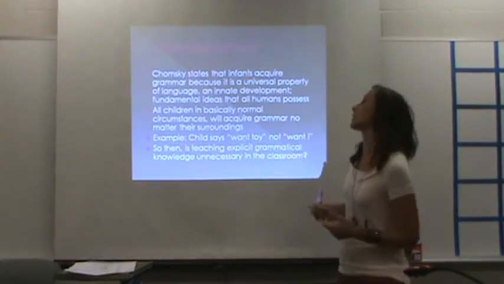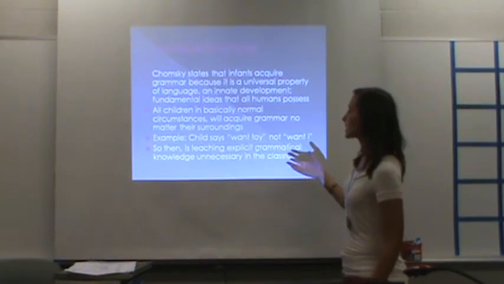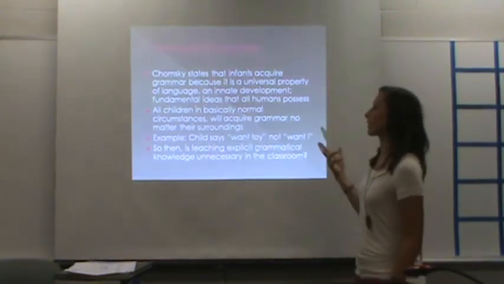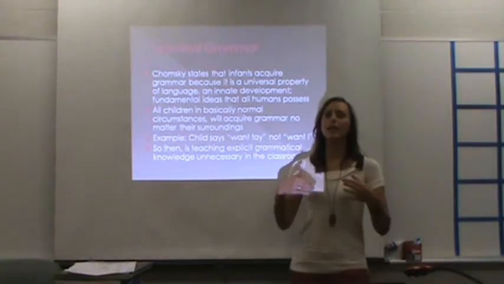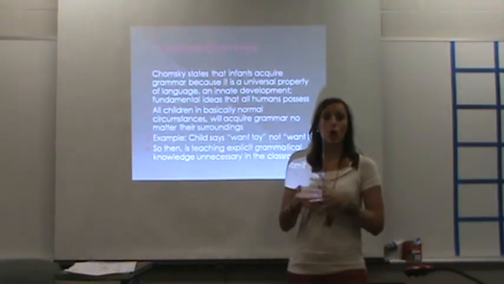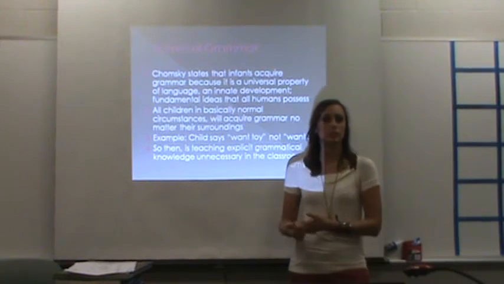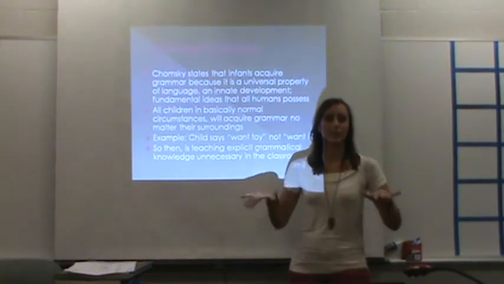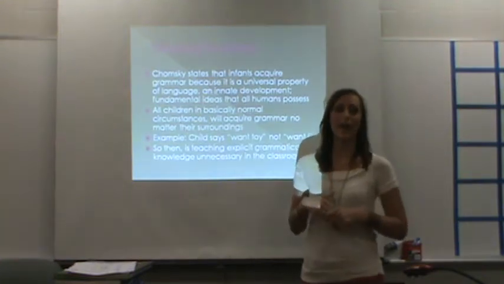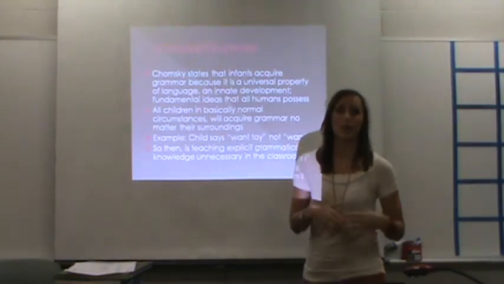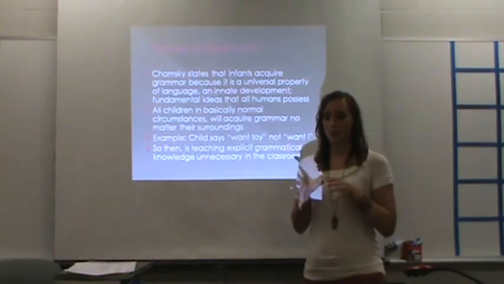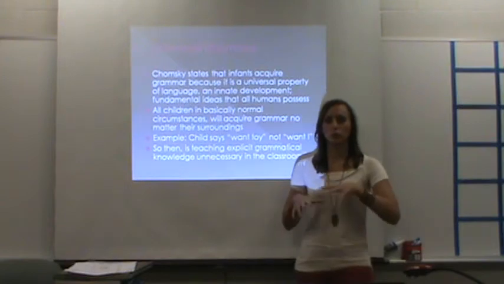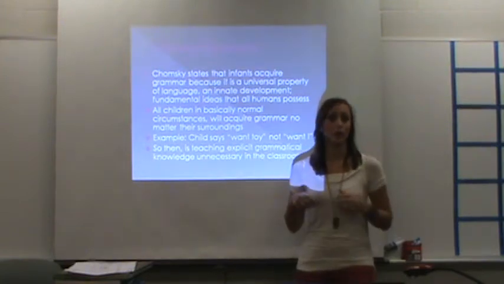in their beginning processes. So an example of this is that all children in basically normal circumstances will acquire grammar no matter their surroundings. So this idea is that all children, no matter their circumstances, once they reach the age of 5, are going to be speaking at the same level basically as everyone around them, regardless of whether they had practiced through their parents or not. Whether they had someone that was correcting their errors as a child, they are still going to be able to work it out because they already have this universal grammar within them.